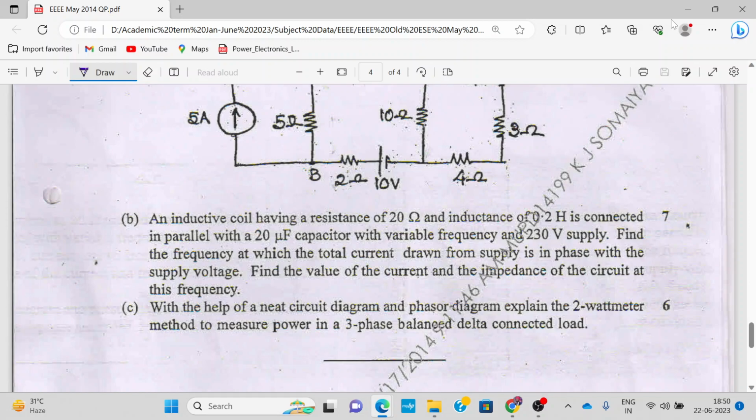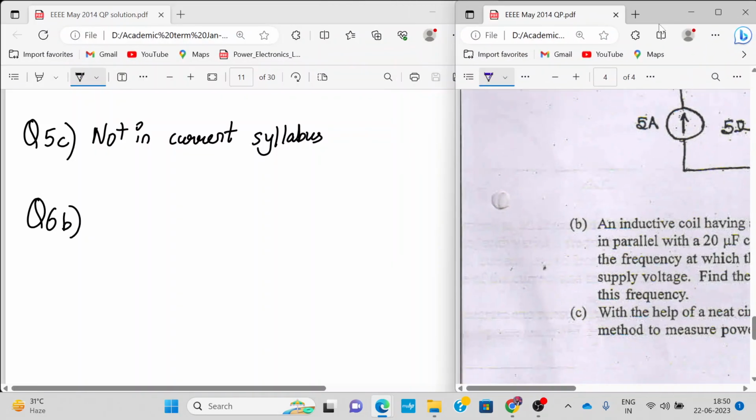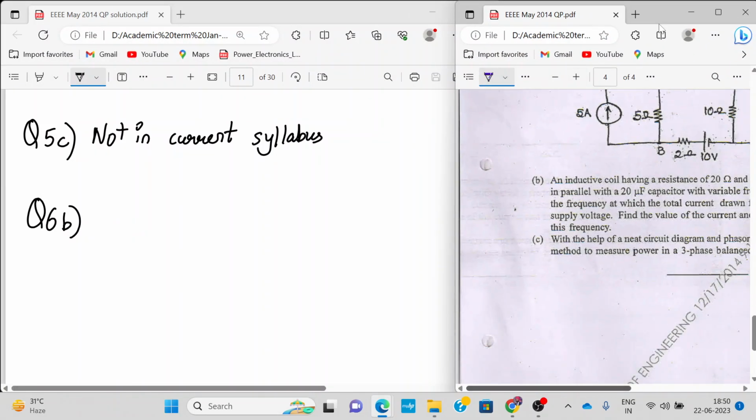So whenever the frequency is asked, it is related to resonance, okay? And here R and L are connected in series, and that is in parallel with C, so it's an RLC parallel circuit. So this frequency is the resonant frequency. So you have to find the current at resonant frequency and the impedance of the circuit at resonant frequency. Yeah, this is very simple. I'll tell you how to tackle this kind of numerical.